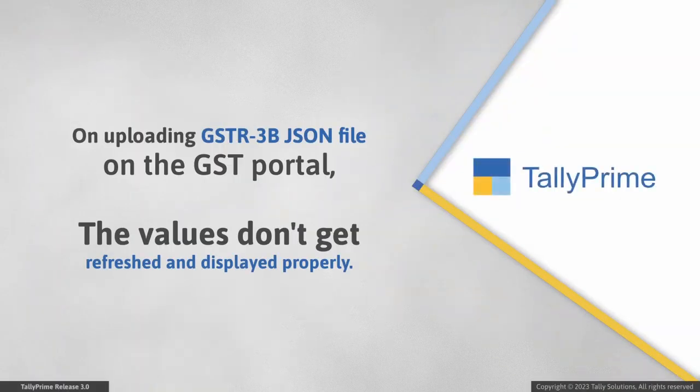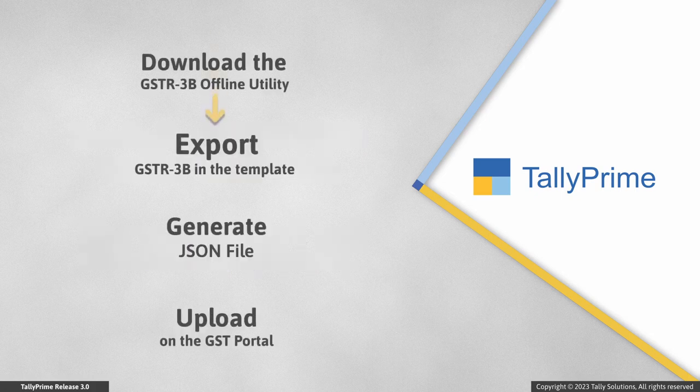After migrating to TallyPrime Release 3.0, when you upload the GSTR-3B JSON file exported from TallyPrime 3.0 on the GST portal, the values don't get refreshed and don't get displayed properly. You can easily resolve this issue by exporting GSTR-3B to the GSTR-3B offline utility, or simply the GSTR-3B template provided by the GST portal. Thereafter, you can generate a JSON file using the tool to upload on the GST portal.